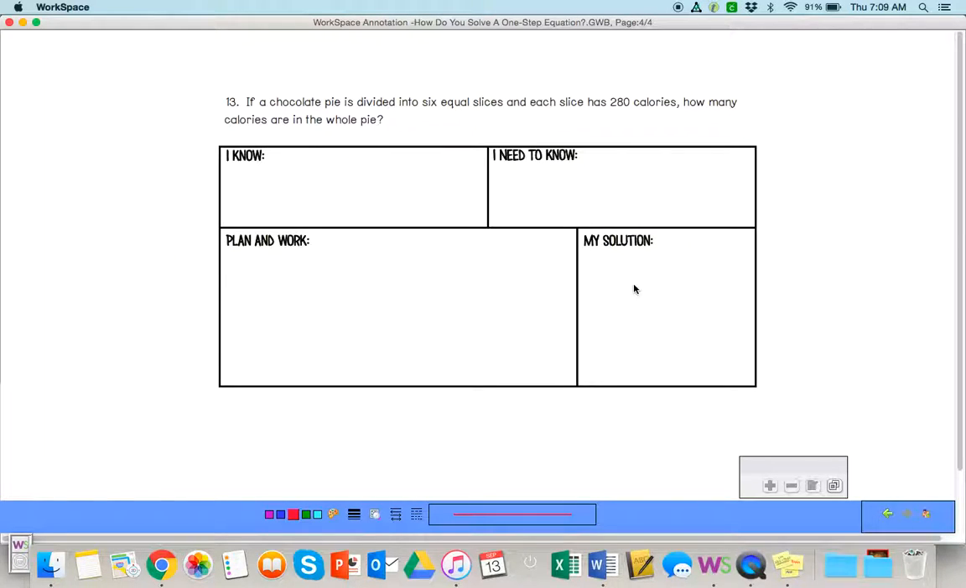All right, and our last problem, it says if a chocolate pie is divided into 6 equal pieces. So when we're doing word problems, I would like for you to underline or highlight important parts. So it's divided into 6 equal pieces. Each slice has 280 calories. How many calories are in the whole pie? So one-step equations are really, really tricky to write. So what we know, that it was divided into 6 pieces.